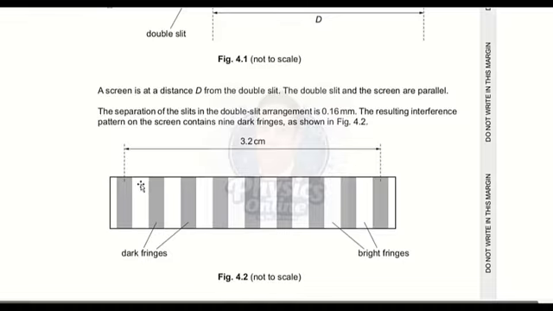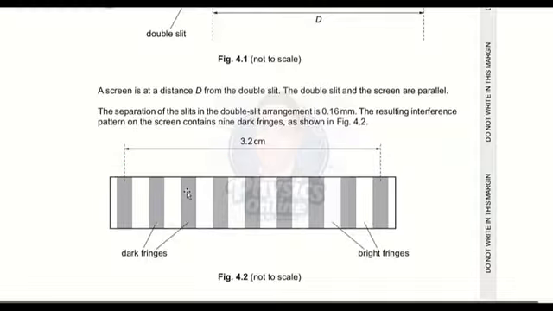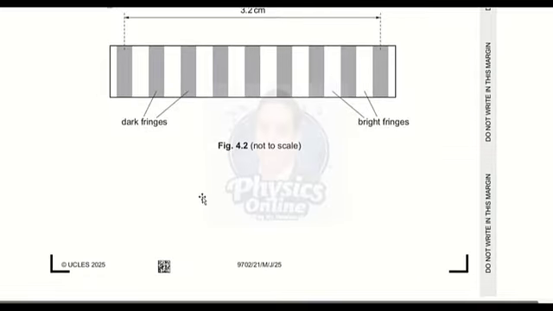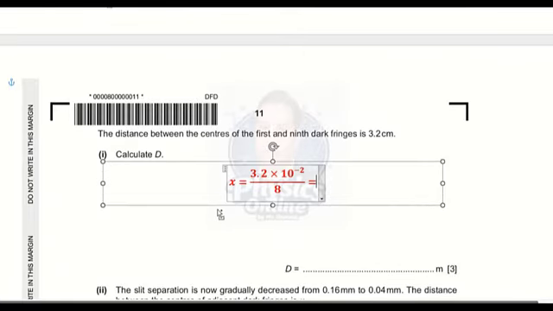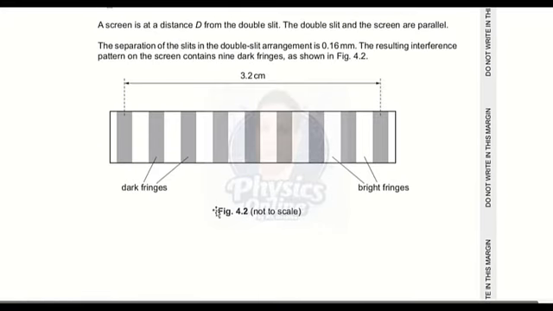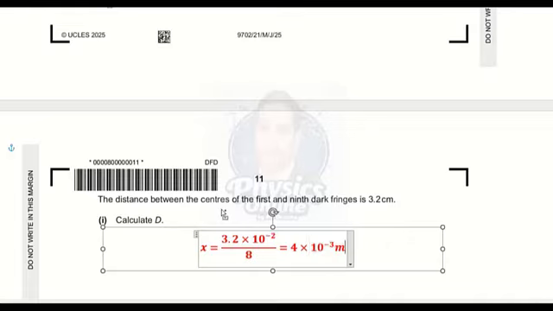So we'll divide 3.2 by 8, because there are 8 gaps: 1, 2, 3, 4, 5, 6, 7, 8. So x equals 3.2 divided by 8. The 3.2 is in centimeters, so we need to convert it. 3.2 times 10 power negative 2 divided by 8 equals 4 times 10 power negative 3 meters.